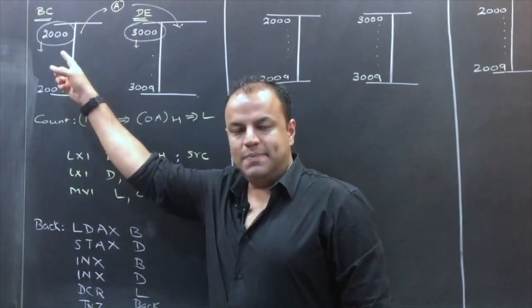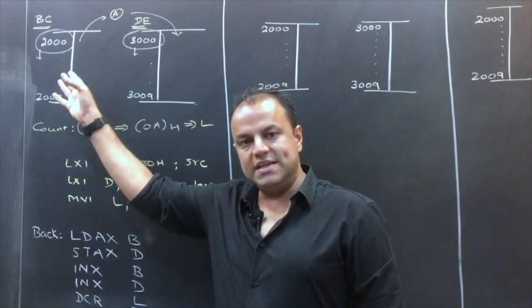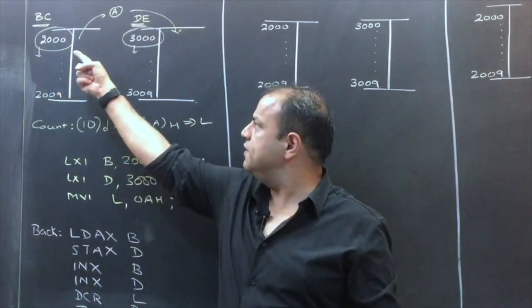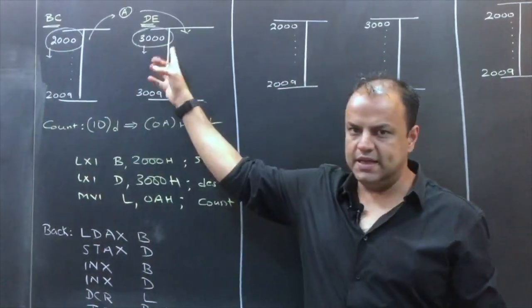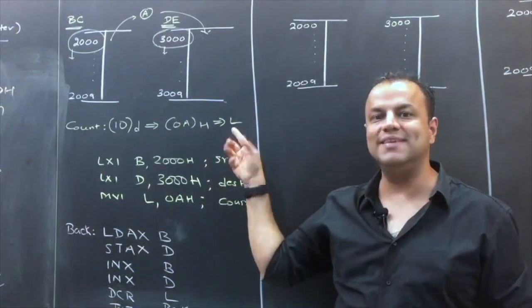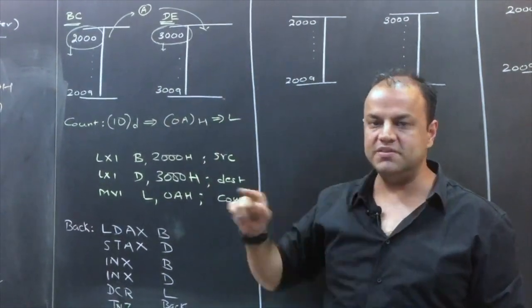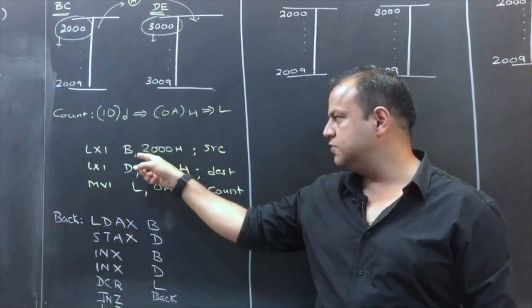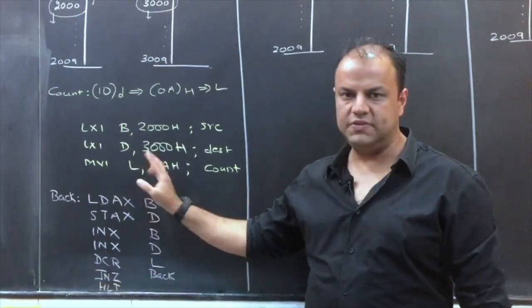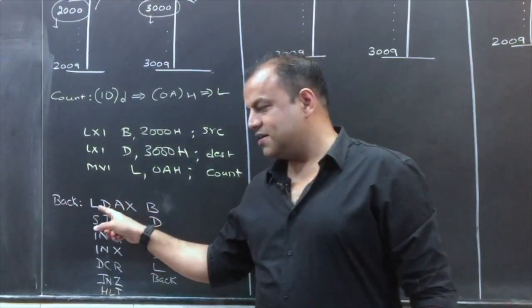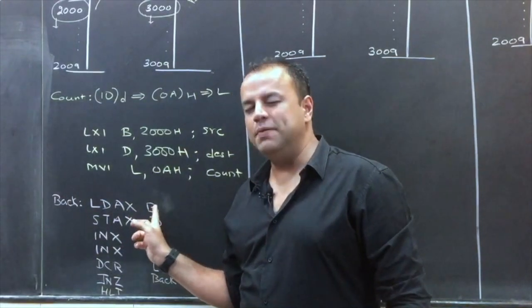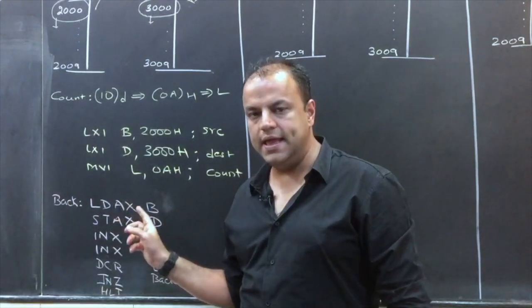Instead of taking BC pair as the source, suppose you have taken HL pair as the source. Of course you can take. If you've taken HL pair as your source, DE pair as your destination, your count would then be in C, because you've used HL over there, DE over here, only BC is remaining. So this will be HL, this is D, this will be C. That is fine. Your instruction LDAX B would not become LDAX H.